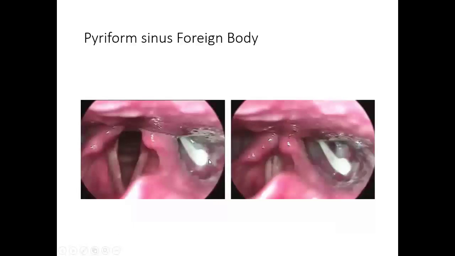Foreign bodies in the piriform sinus. Now, the piriform sinus is generally a space that is naturally closed. So to see the piriform sinus, you have to ask the patient to say A, and then it opens out like this. When the patient says A, the cords come together and the piriform sinus opens out. So if you are lucky, you might be able to remove this with the upper GI endoscope. Otherwise, you might need general anesthesia and rigid endoscopes to remove the foreign body.